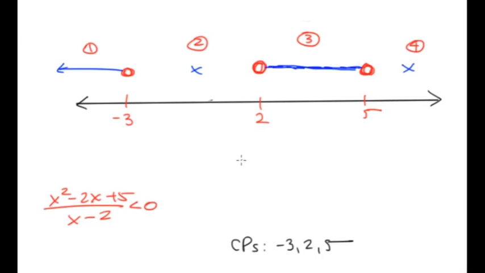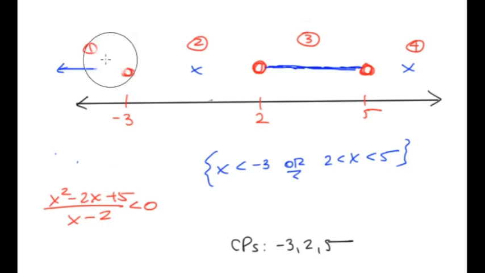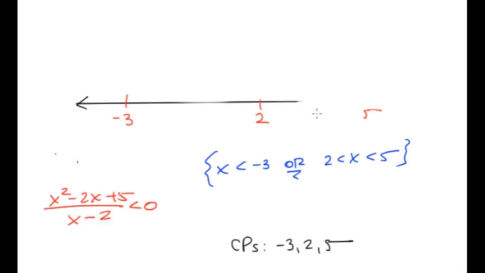So what are we left with? The solution set for x is less than negative 3, or, keyword, or here, 2 is less than x is less than 5. And that is going to be your solution right there. And there you have it. That is all 6 test questions done in almost exactly 30 minutes.